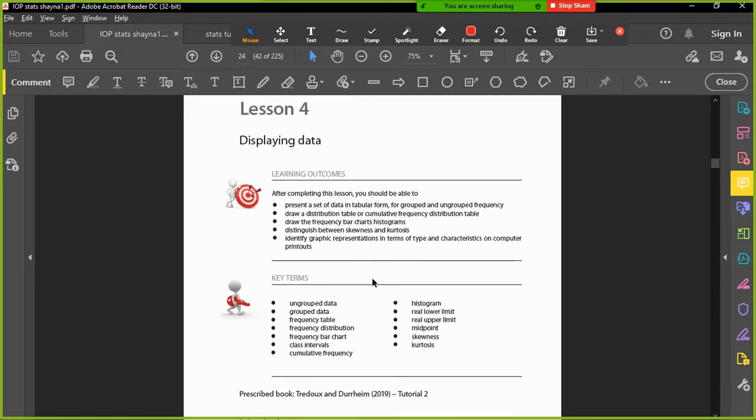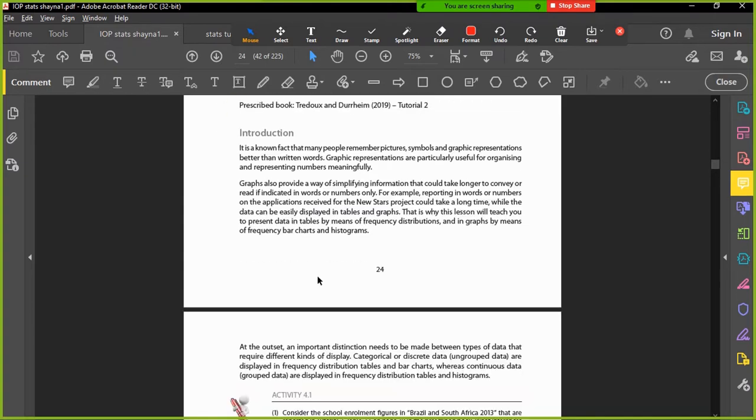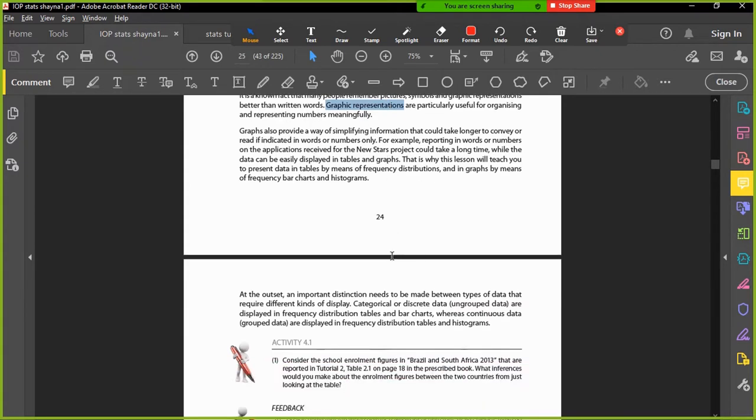Okay, so this is displaying data. You've got certain terms there that you'll obviously cover when you've gone through the material in the study guide as well as the textbook. I'm just going to highlight some of the important bits here as we go through it. Graphical representation is taking information, so data, and representing it in a graph. So bar chart, line graph, histogram, pie chart. There could be different ways of representing information.